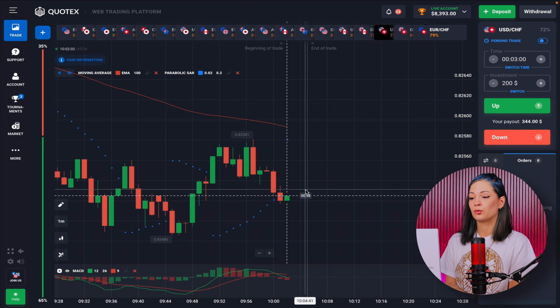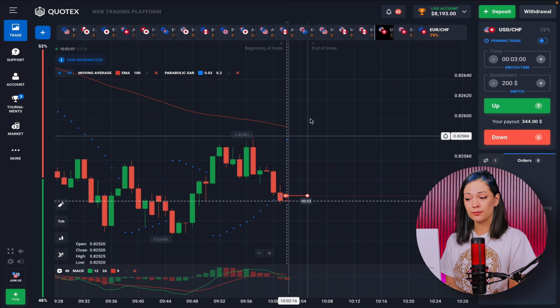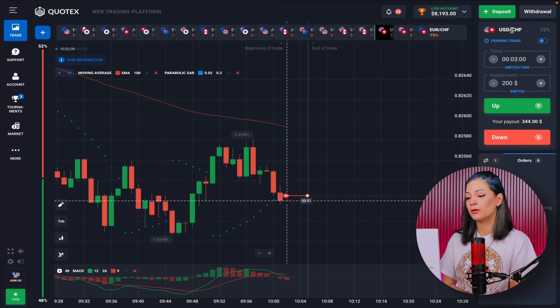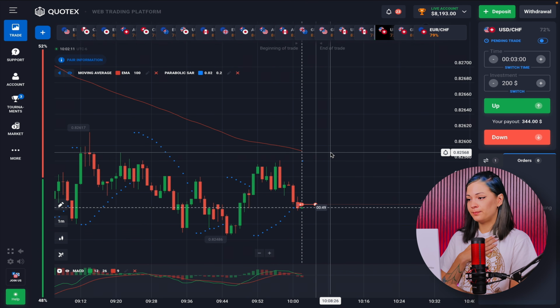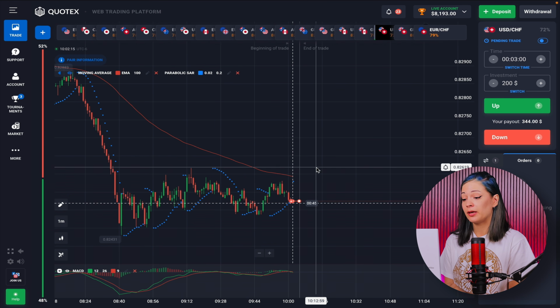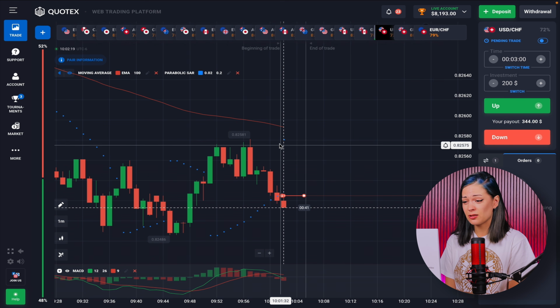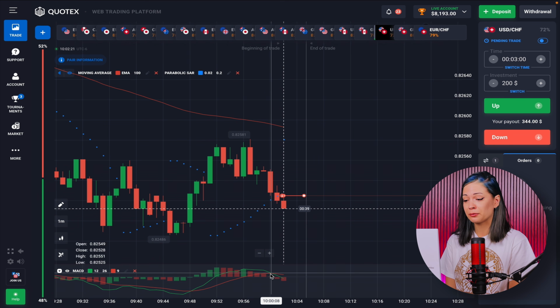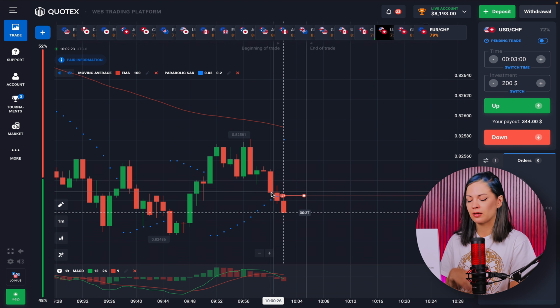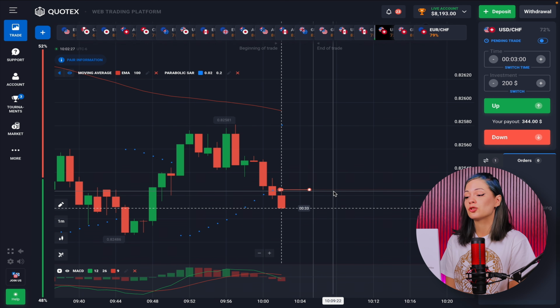Alright guys, so we finally got the deal, and we got it from the first point of parabolic SAR. So right now we see that the price is lower than the EMA with 100 period. We see our first dot of parabolic, and the crossover on MACD happened on the previous candlestick actually. And we opened the second deal just like the first one for a downward trend, so let's wait and see.